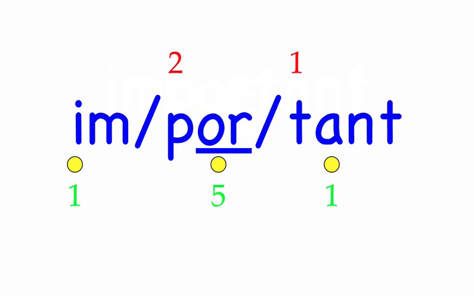Row 7, raspberry. I would like to eat a raspberry. The first syllable is rasp with 4 sounds: r, a, s, p. Ber, 3 sounds: b, e, r. Ry, 2 sounds: r, e. Rasp, ber, ry. Mark the word.